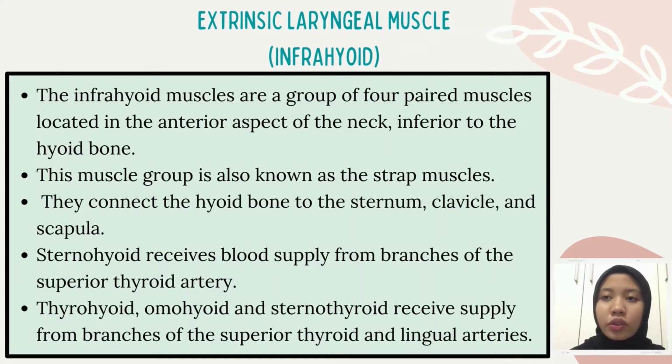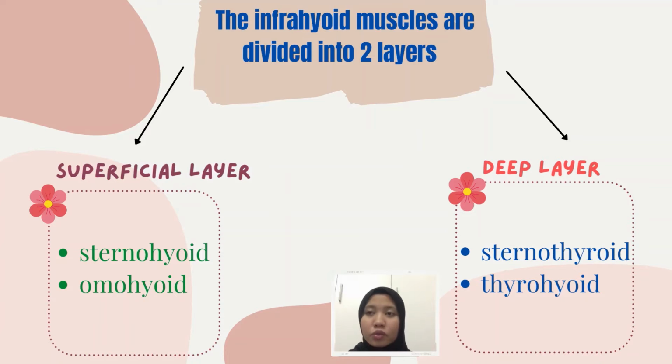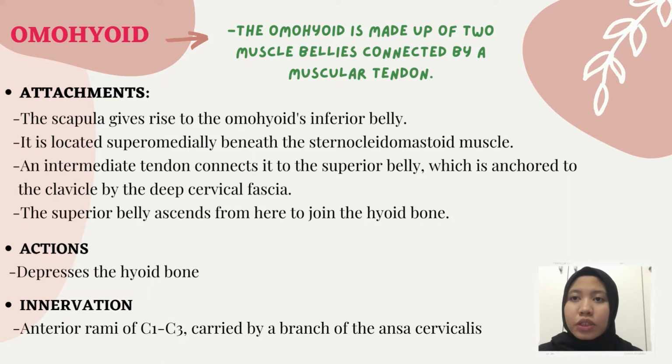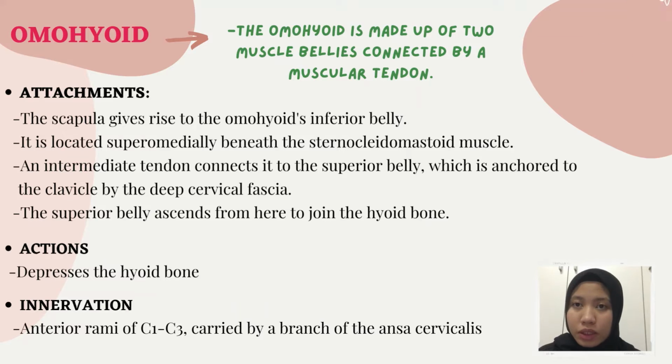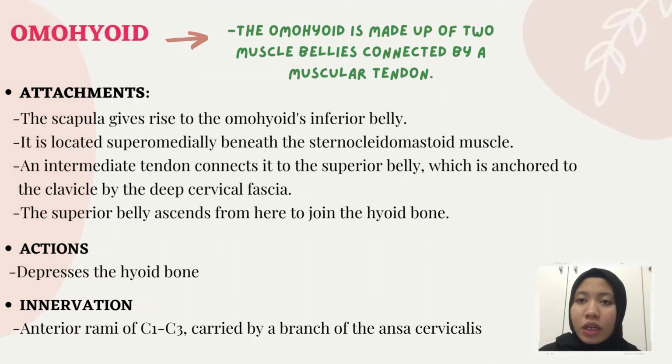It is also known as the strap muscle. The infrahyoid muscles are divided into two layers. First, the superficial layer, which is sternohyoid and omohyoid. Second, the deep layer, which is sternothyroid and thyrohyoid. First is omohyoid. Omohyoid is attached to the omohyoid's inferior belly. It is located superiomedially beneath the sternocleidomastoid muscle, and the superior belly ascends from here to join the hyoid bone. The action is to depress the hyoid bone.